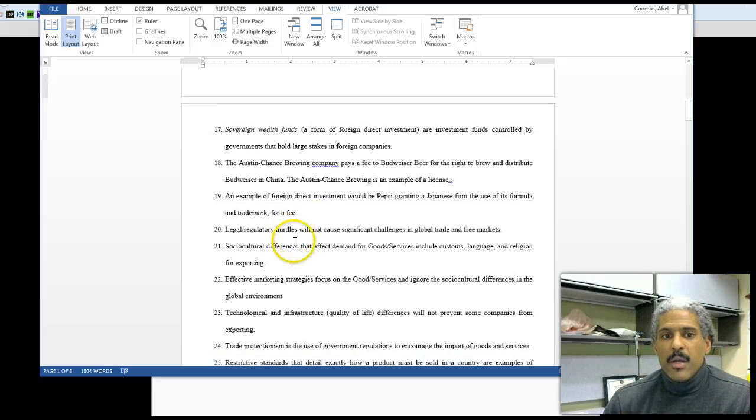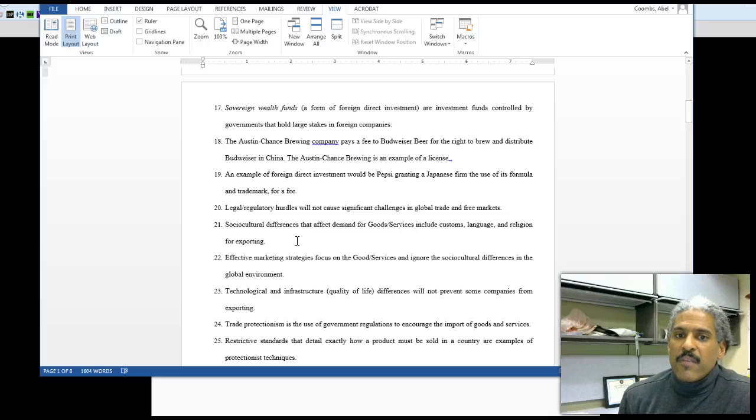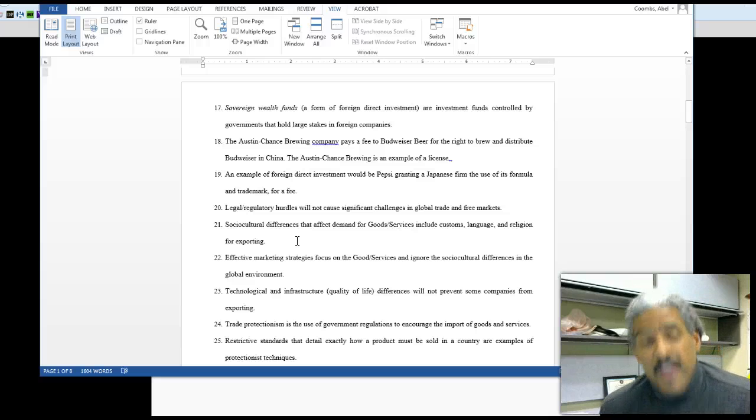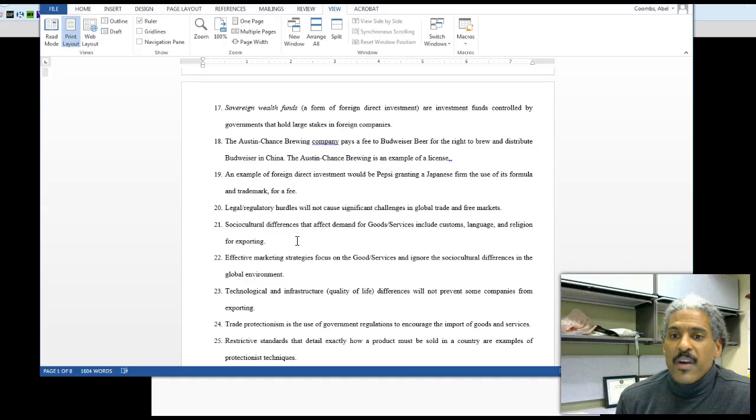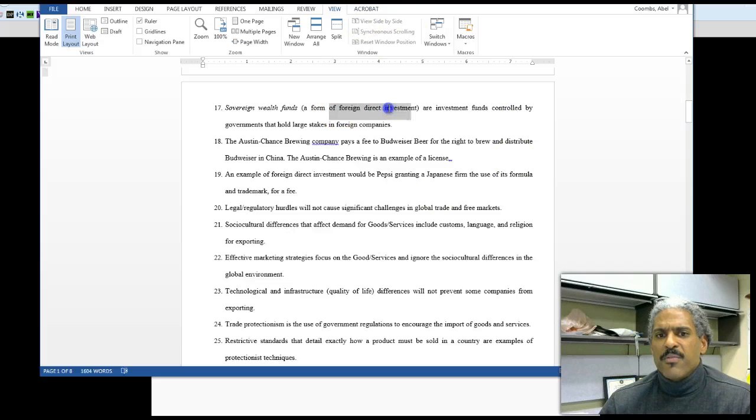17. Foreign wealth funds, a form of direct investment, are investment funds controlled by governments that hold large stakes in foreign companies. True. We didn't get to finish that aspect in class, but here the main idea is the foreign direct investment. That's the key to the answer. And so that's a good practice question, good to show up on the test.